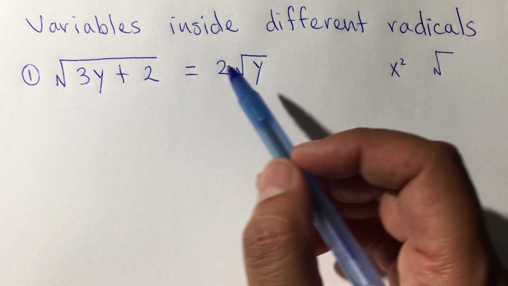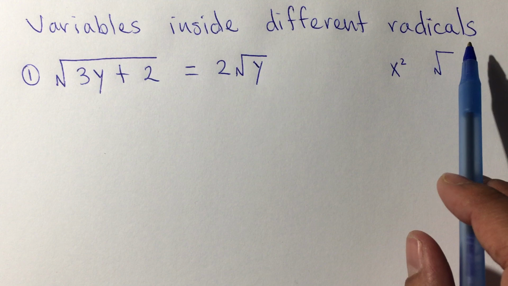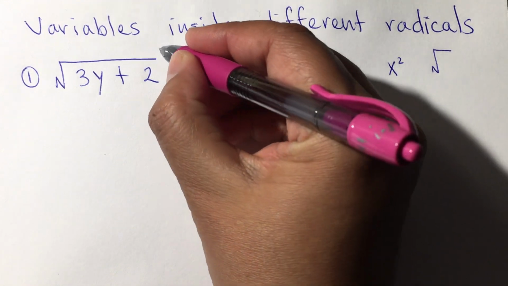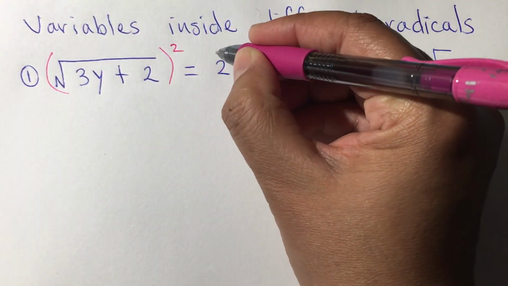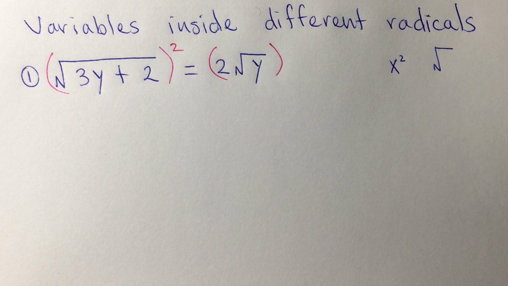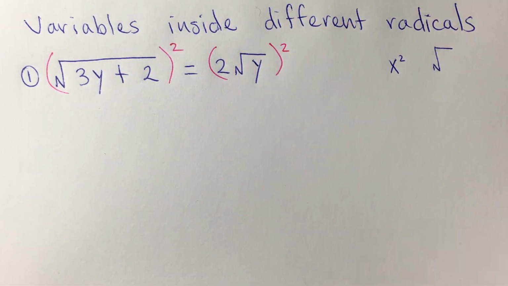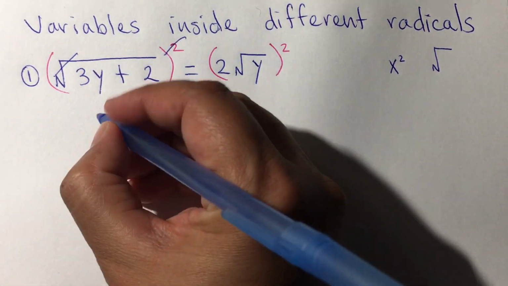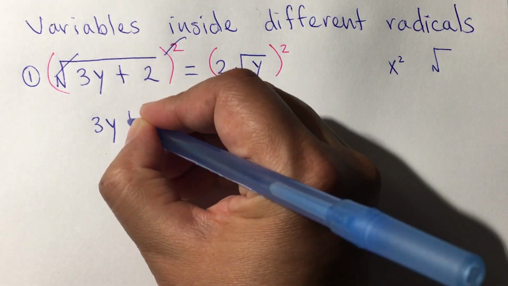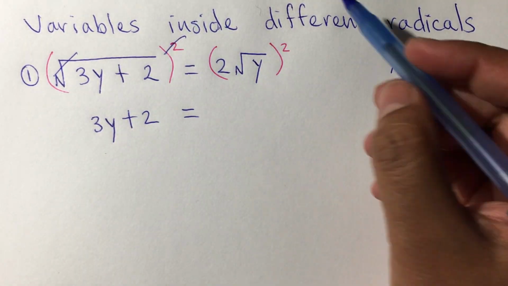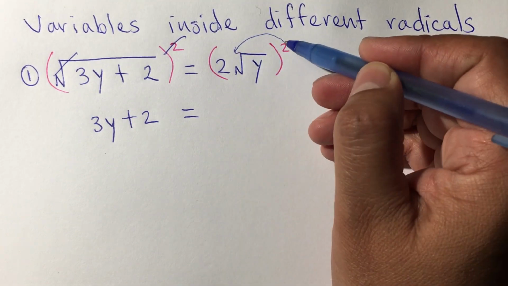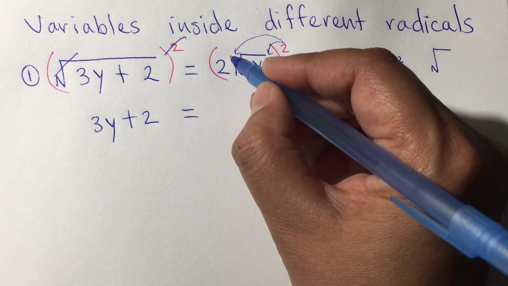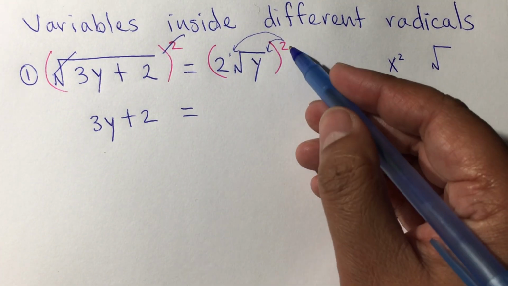So in here it says variables inside different radicals, and so we have to cancel that radical, or square root, first, and we do that by squaring both sides. Remember that if you do something on one side, you have to do it on the other. And so this radical cancels with the square, and we end up with 3y plus 2 equals. In here, this will go with both the exponents of each one. If there is nothing, that means that the exponent is a 1. So 2 times 1 is 2.